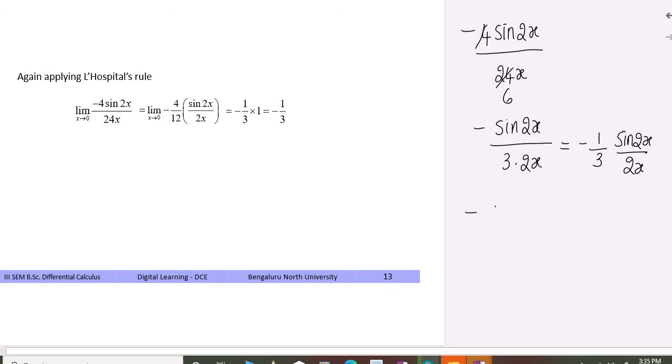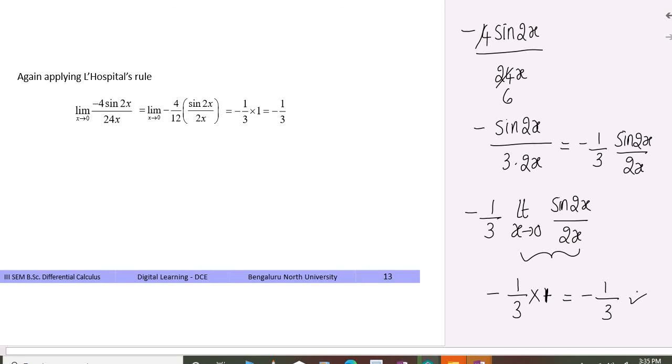Now I am going to apply the limit x tends to 0. Whenever x tends to 0, 2x also tends to 0. That's why the value of this limit is 1. Means the final answer is minus 1 by 3 into 1. That is minus 1 by 3. This is the value of the given limit.